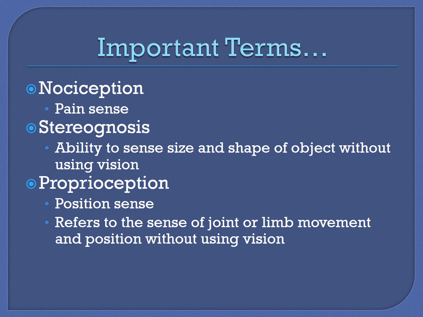For instance, you should be able to determine a type of general object without using your eyes if I put it in your hand. For example, a key. You should be able to feel that key in your hand and know that it was a key without using your eyes. Proprioception is position sense. This is your sense of where your joints or limbs are without using your eyes. For example, you should know if I take your arm and put it behind your back that it is in fact behind your back without your eyes even being open.